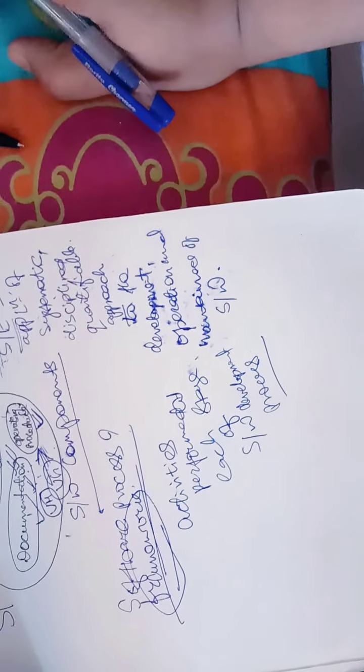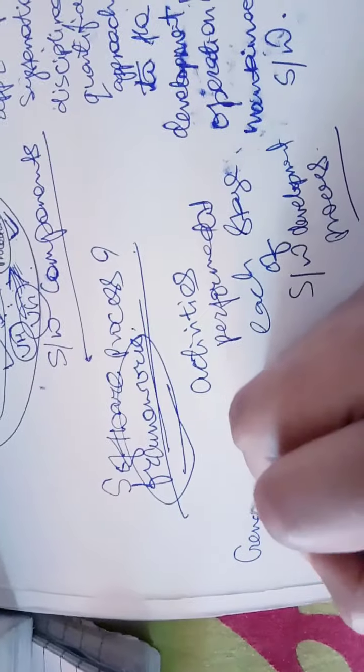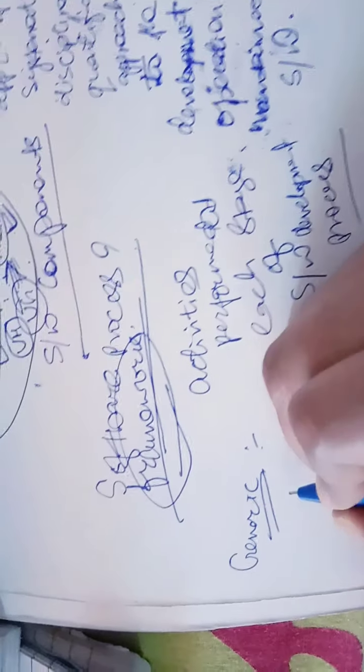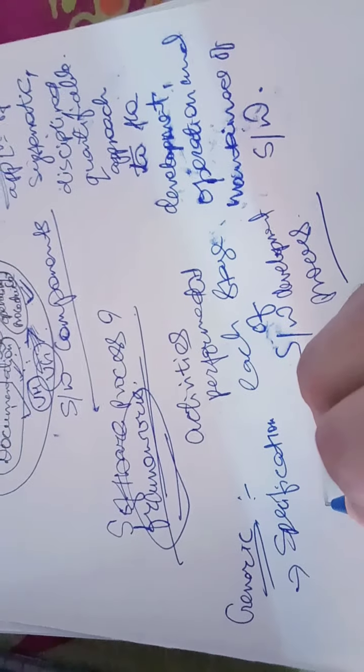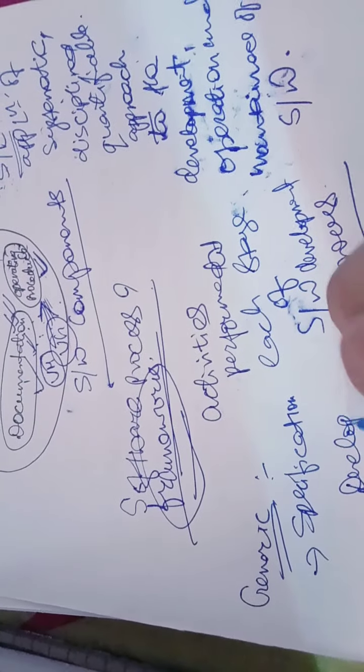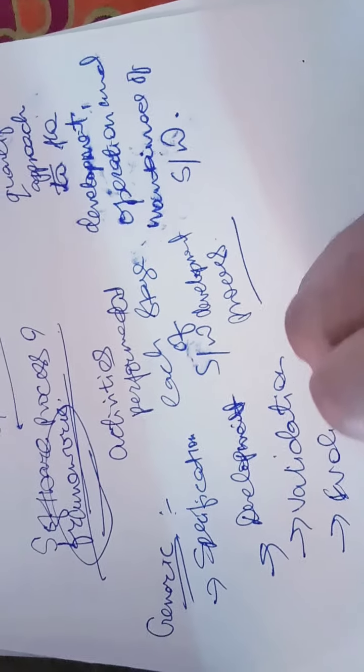Fine. So the generic activities in software processes are, suppose, specification, then development, then validation, and then evolution. So these are some generic software process activities.